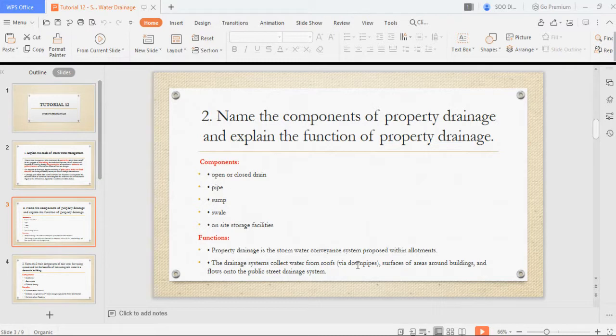The pipe will be for your roofing, and then the sump is what you'll find at the end of your pipe. This is to ensure that the water coming down goes into the sump, so that the impact of the water will be within this sump. And then the swale will be one of the types of your property drainage.